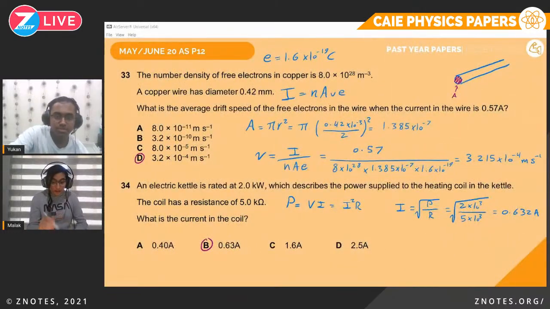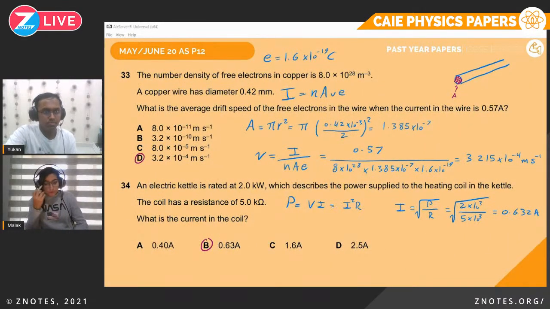Question 33. The number density of free electrons in copper is 8 times 10 to the power 28 per meter cubed. A copper wire has a diameter of 0.42 millimeters. What is the average drift speed of the free electrons in the wire when the current in the wire is 0.57 ampere?